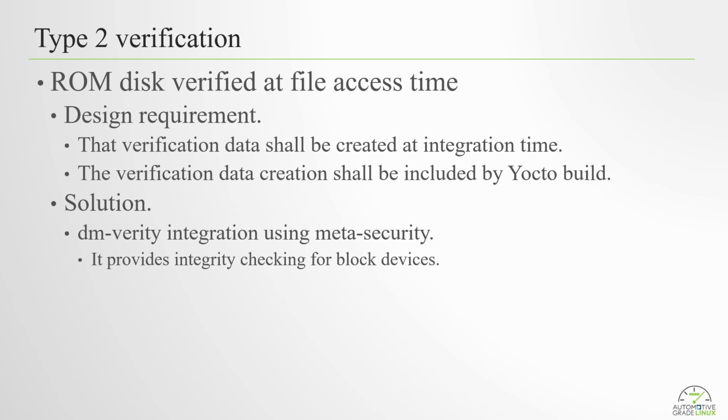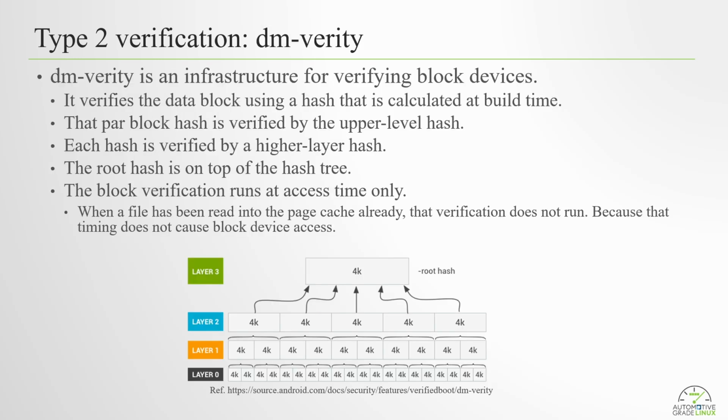Next, type 2 verification: the ROM disk is verified at file access time. This solution is dm-verity integration using meta-security, and it provides integrity checking for block devices. It's the type 2 verification solution. At first, I share an overview of dm-verity. dm-verity is an infrastructure for verifying block devices. It verifies the data blocks using the hash that is calculated at boot time.